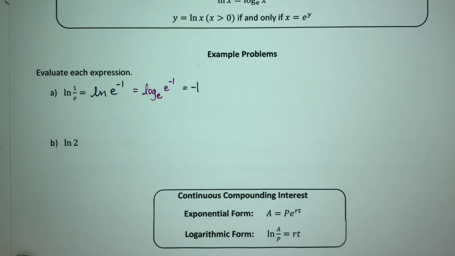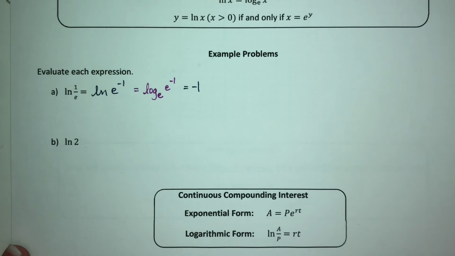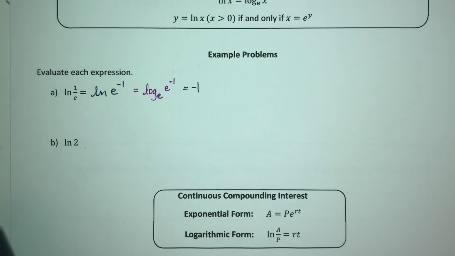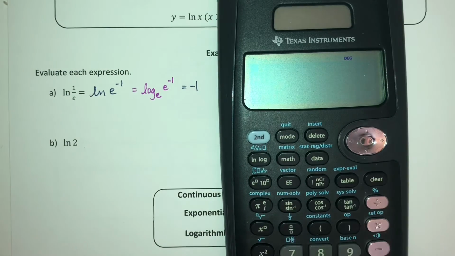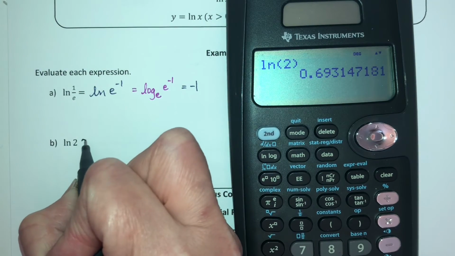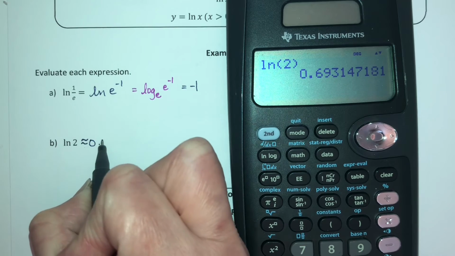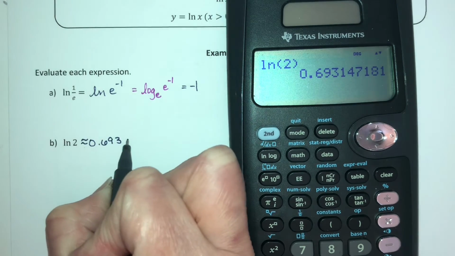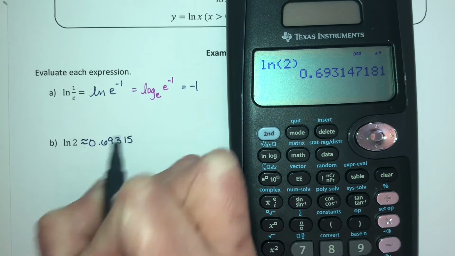Okay, now let's find natural log of 2. In this case, we are going to have to go to a calculator and get a decimal approximation. Okay, so if I want to find natural log of 2, that is my answer. So this is approximately 0.69315.